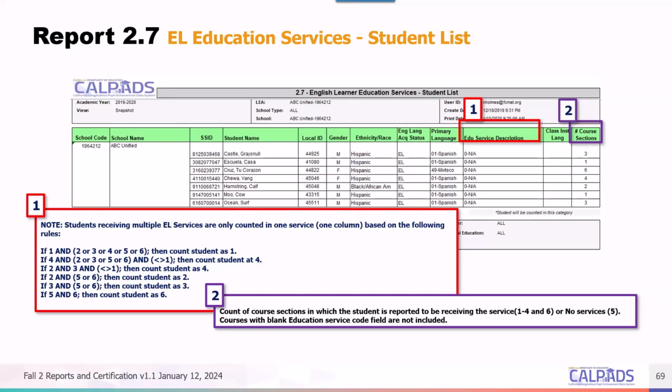How many different course sections? Remember that, and then if they have primary language of instruction, code 1, between course sections and education services, instructional language, you would expect to see a corresponding instructional language with the primary language.